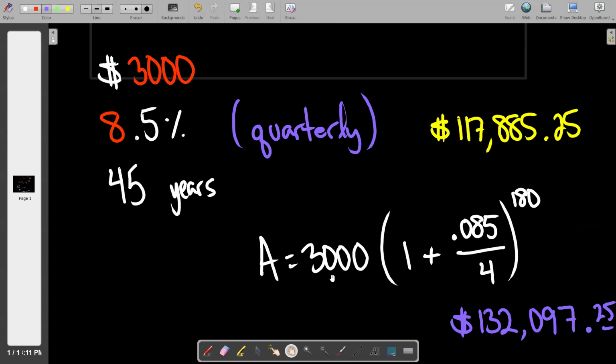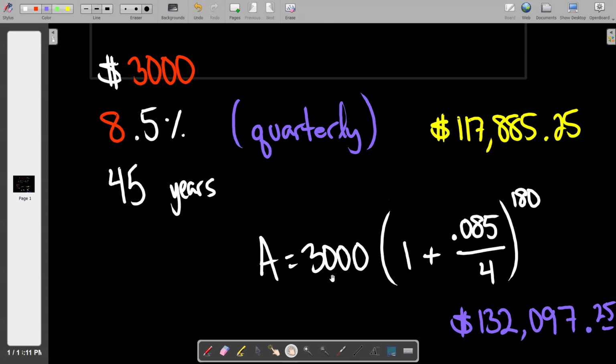Like you understand where to put P, you understand where to put R, you understand to move the decimal 2 places to the left. You know that N is going to be the number of times per year, and you know that your exponent is number of times per year times the number of years. Calculator village, baby.